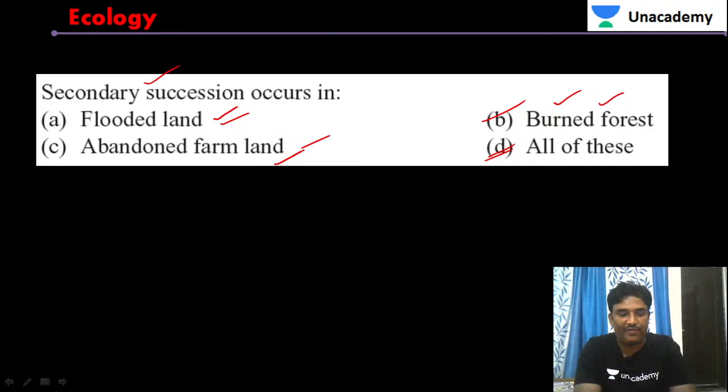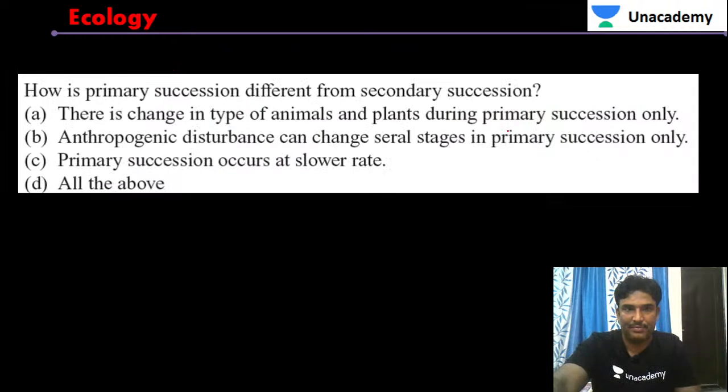Anyhow, so abundant farmland. Okay. So all of this is the right answer in this case actually. Next. So let us see the next question.